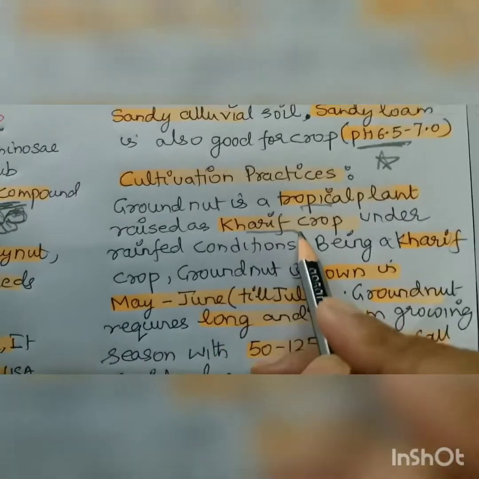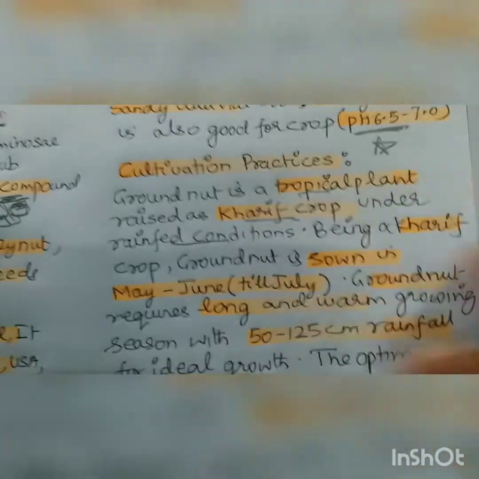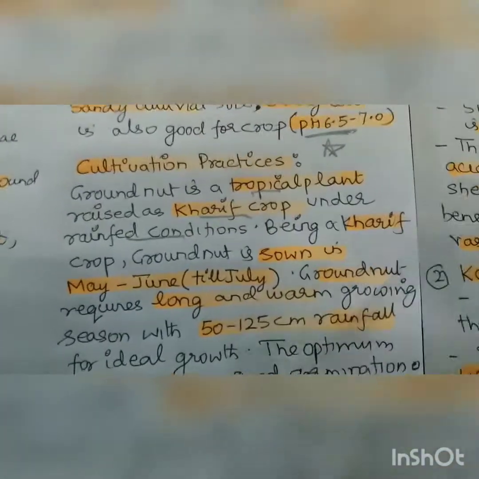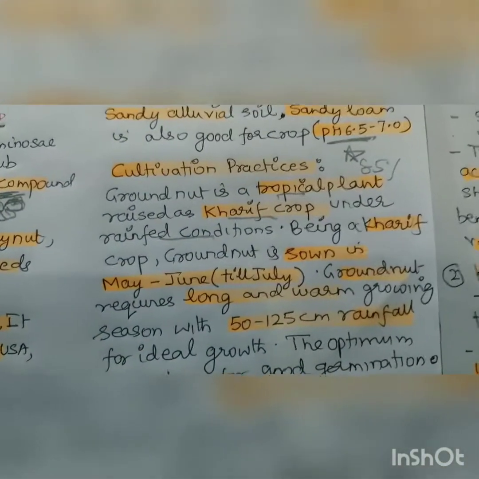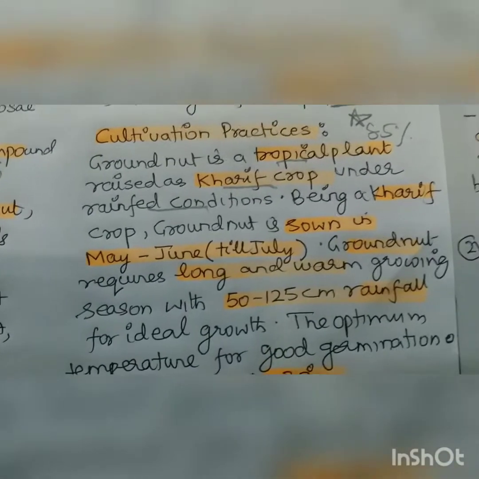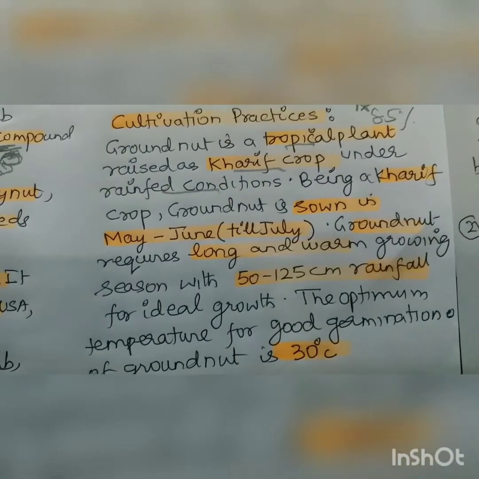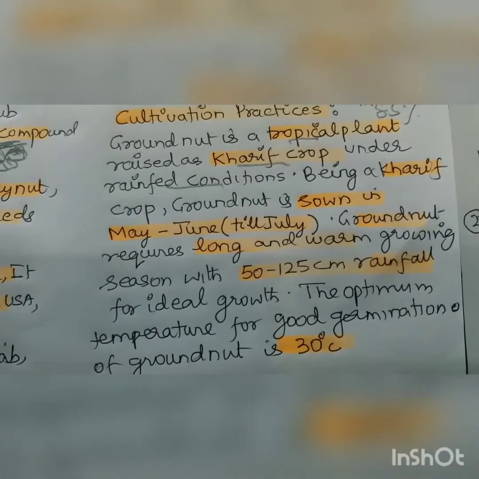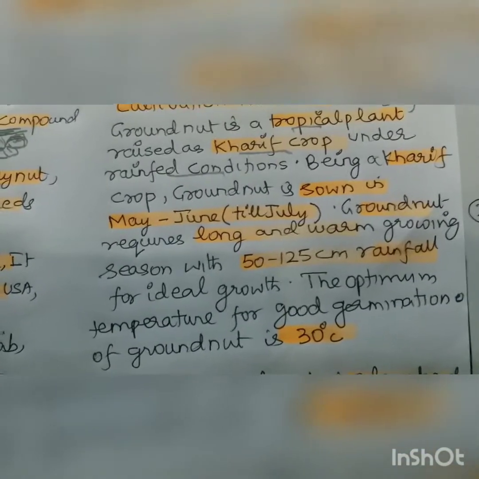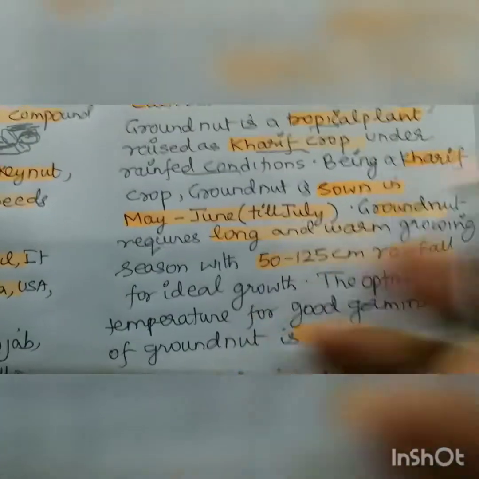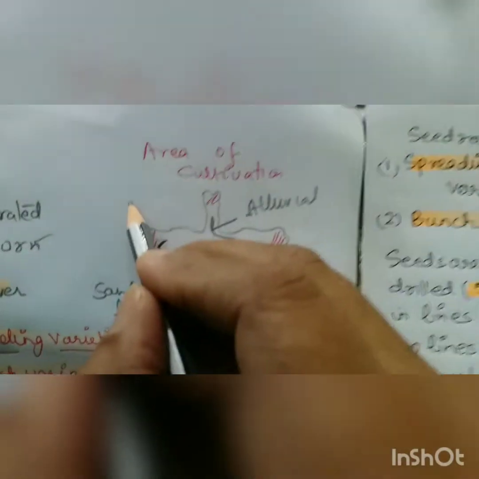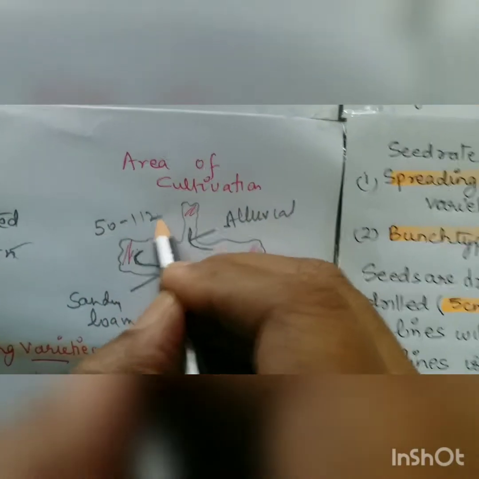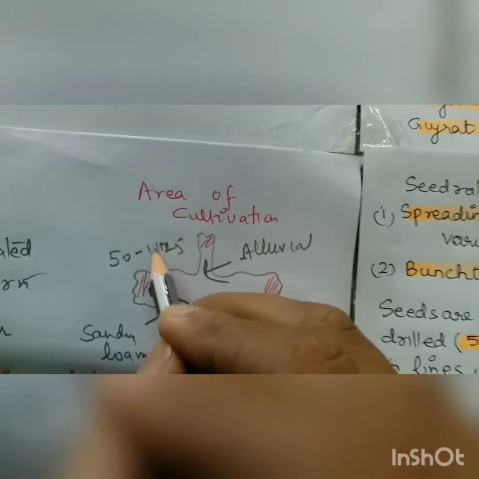It is a kharif crop and grown under rain-fed conditions. It can be grown in Rabi also, but in India 85% of cultivation is done in the kharif season. Being a kharif crop, groundnut is sown in May, June, right? As a Rabi crop, it is sown in September, October, and it can go up to July also. Groundnut requires a long and warm growing season with rainfall of 50-125 centimeters.